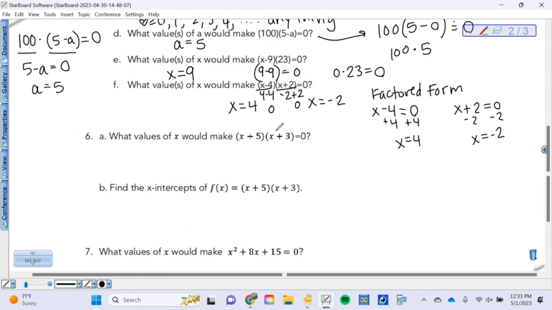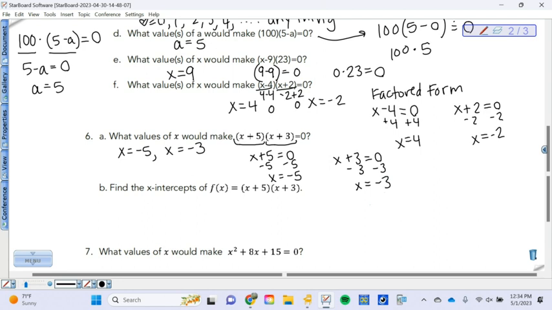Number 6a, what values of x would make this equal 0? What would I have to plug in for x for this to equal 0? X could equal -5 or -3. Perfect, right? So again, I took this little chunk right here, this one factor, x plus 5, and I set that equal to 0. If I subtract 5, then x equals -5. But also, I have the possibility of making this factor equal 0. So x plus 3 equals 0. Solve for x, and x would equal -3.